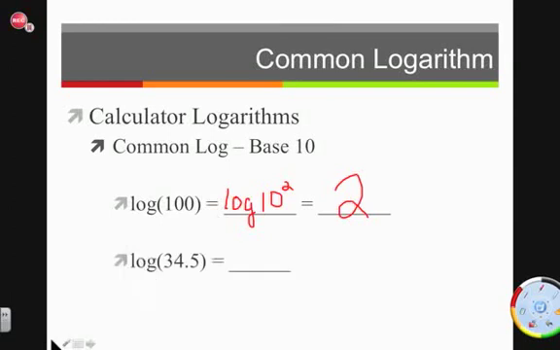Now this one you have to plug into your calculator. So hopefully you found your logarithm button somewhere already. And when I did this on my calculator, I get 1.5.